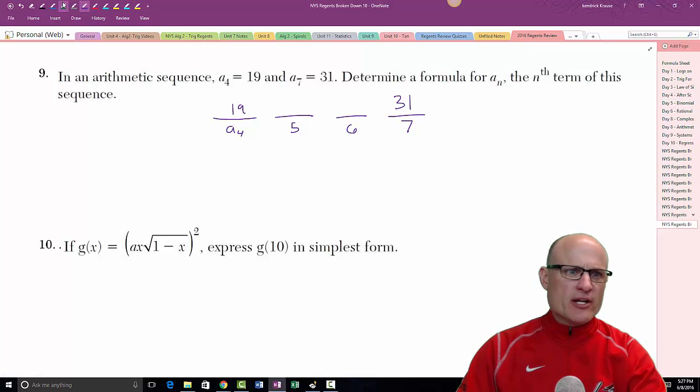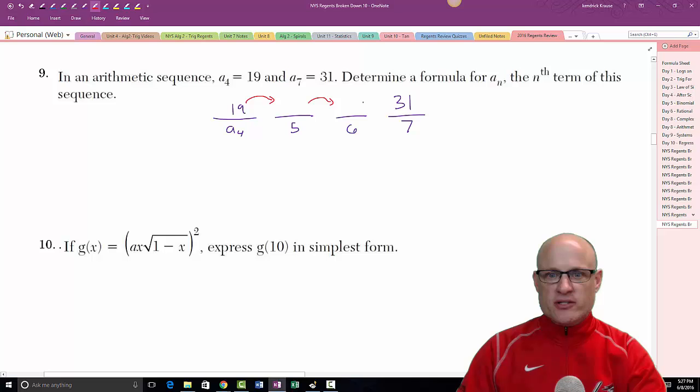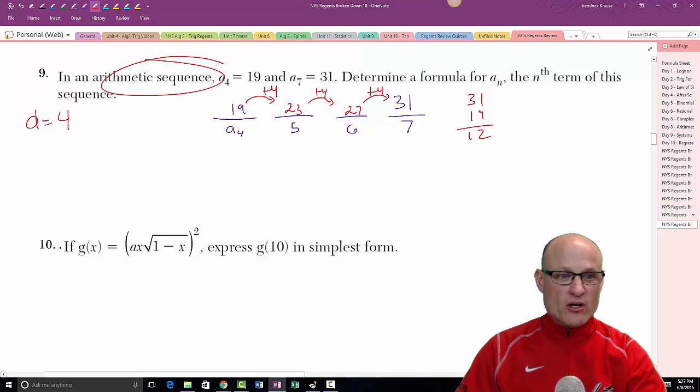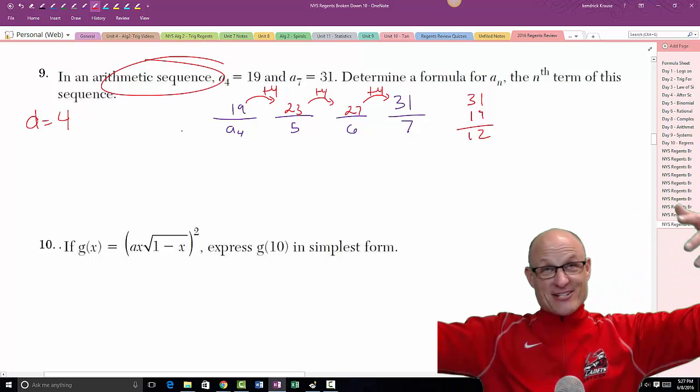31. There it is. So what we want to do is figure out what we have to add to here once, to here twice, to here 3 times. I've got to add something 3 times to make up this difference. Well, that difference is 12, and I've got to add something 3 times. Wouldn't that make sense? I add 4. If I add 4, I get 23. If I add 4, I get 27. And if I add 4, I get 31. So my common difference for my arithmetic sequence is 4.